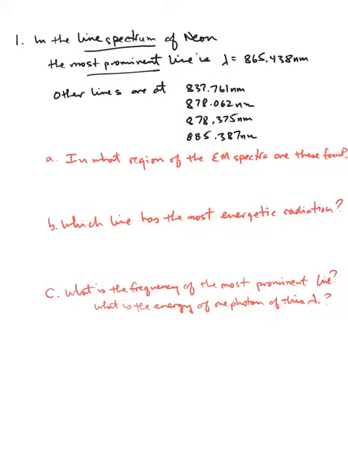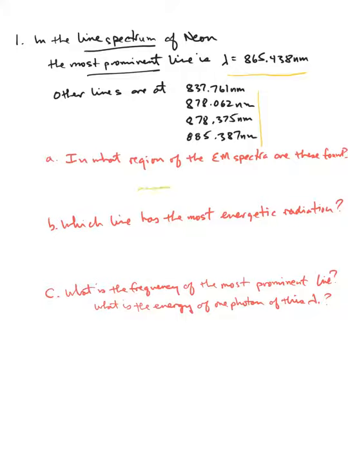All right, I wrote a few questions from my textbook, and hopefully they help you with some of this hydrogen line spectra stuff. In the line spectra of neon, the most prominent line is wavelength 865.438 nanometers. There are other lines at these wavelengths. In what region of the electromagnetic spectra are these found?